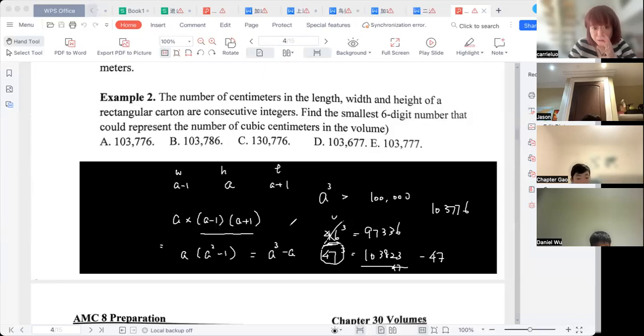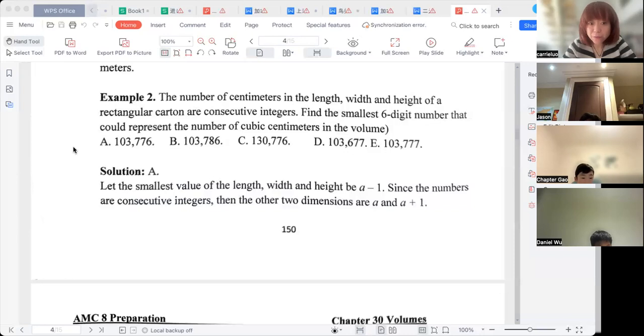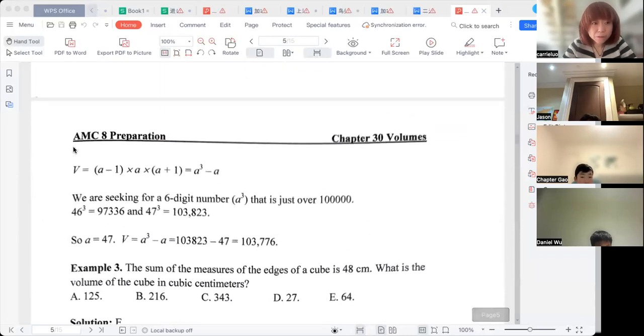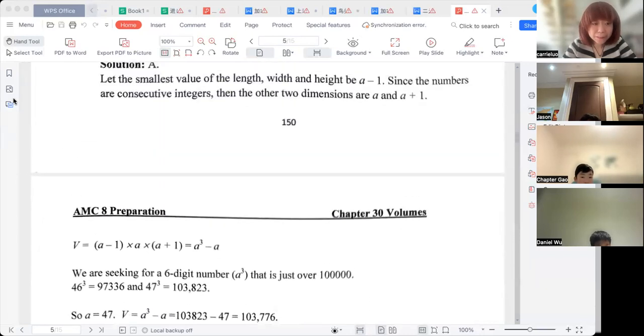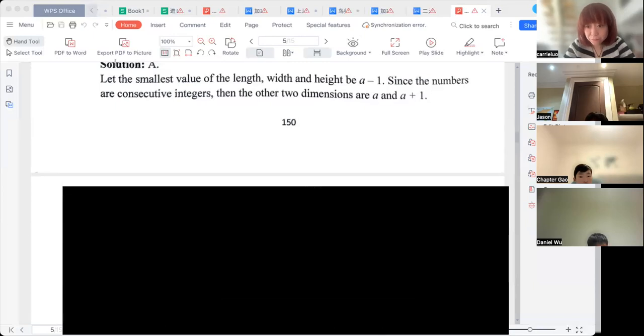Okay, so you probably asked me, like, how could you know that 46 cubed equals what? 47 cubed equals what? Remember, I asked you to remember all the cube numbers up to 50. Right, so 1 cubed equals what? 2 cubed equals what? 3 cubed equals what? Remember? So that is the moment that you remembered everything and you can just know the answer directly. Understand? Jason? Daniel? Yes. Yes.